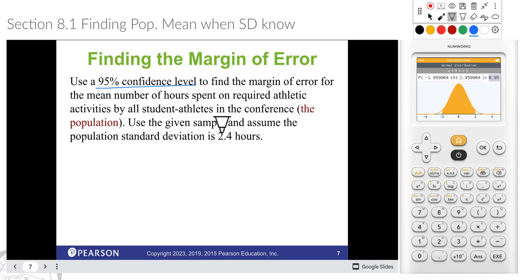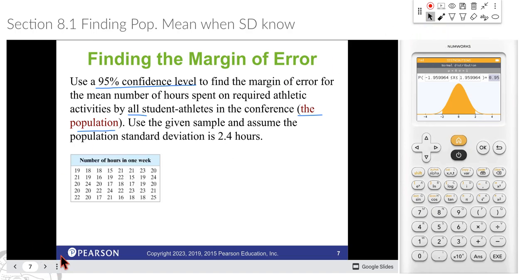So "all" is telling us what the population is. Use the given sample and assume the population standard deviation is 2.4. What given sample? Well, it's right here. This was a sample, and we can see 1, 2, 3, 4, 5 down, 1, 2, 3, 4, 5, 6, 7, 8. So this sample has a size of n equals 40.